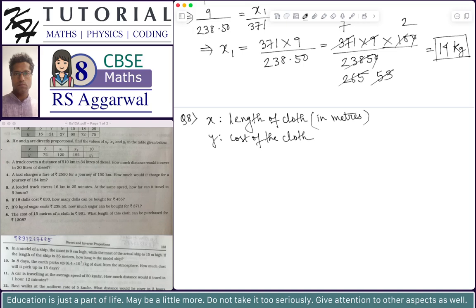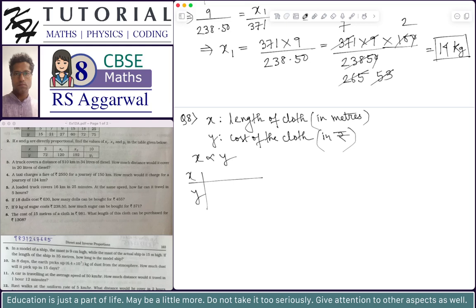So definitely, if the cost of the cloth per unit length is the same, then these quantities x and y will vary directly with each other. So the more the length of the cloth is, the more the cost will be. Now if we tabulate some data, create a table of x and y. The quantity x is in meters and the cost of the cloth y is in rupees.